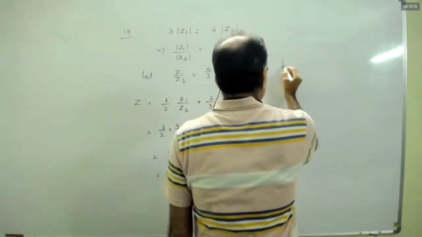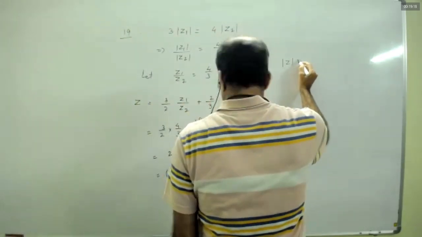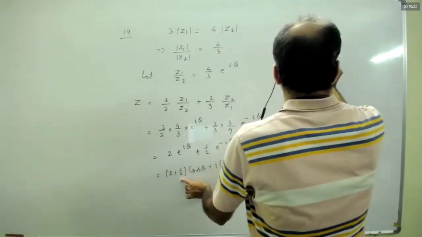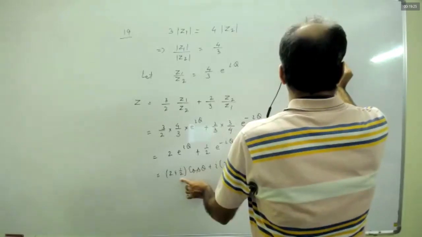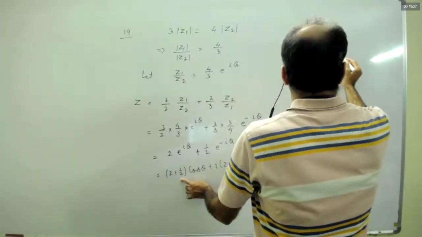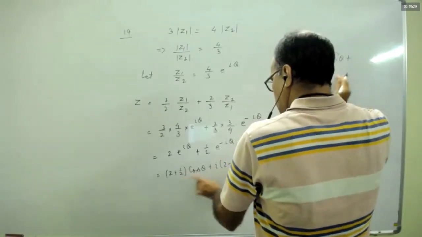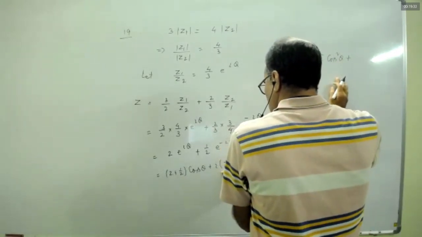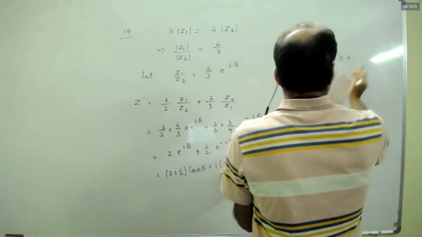What will be mode of Z? Root of 25/4 cos square theta plus 9/4 sin square theta.